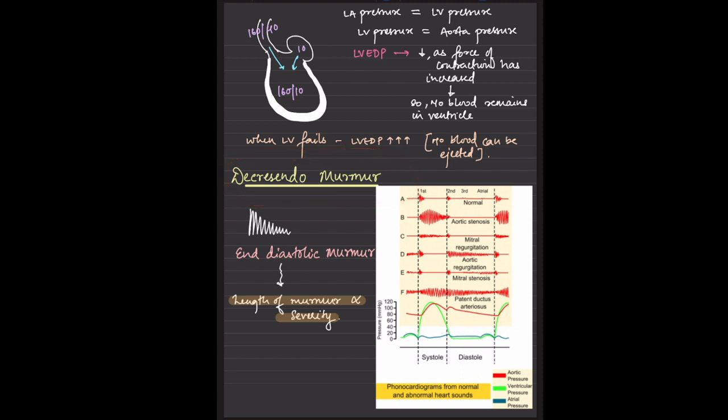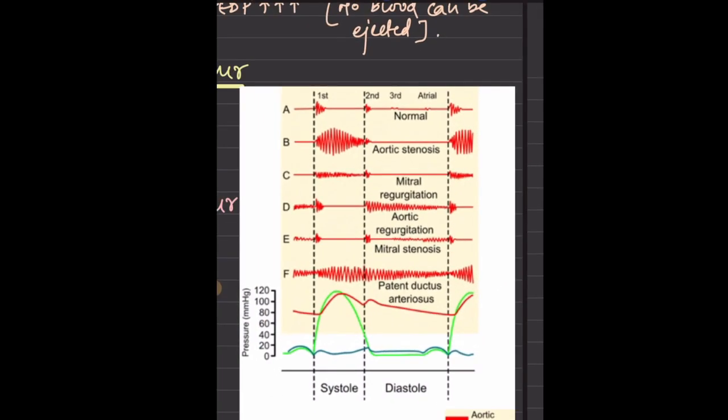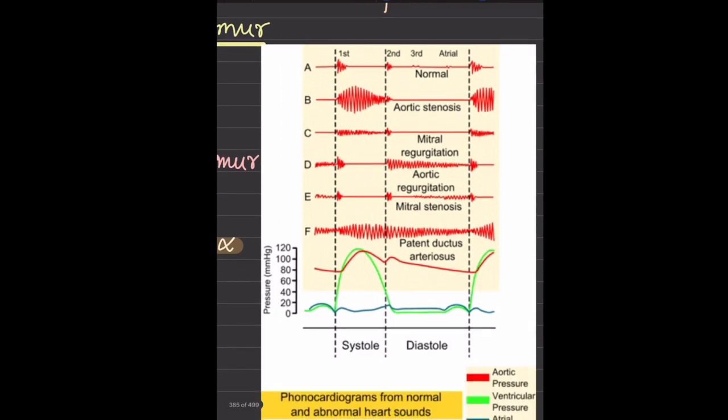So we have the end diastolic murmur. It is nothing but the end diastolic murmur that is seen. The length of the murmur is directly proportional to the severity, right? We have come across this. We know that the length of the murmur is directly proportional to the severity. So here are the different murmurs, and I have taken this photo from there. We are familiar with aortic regurgitation now.